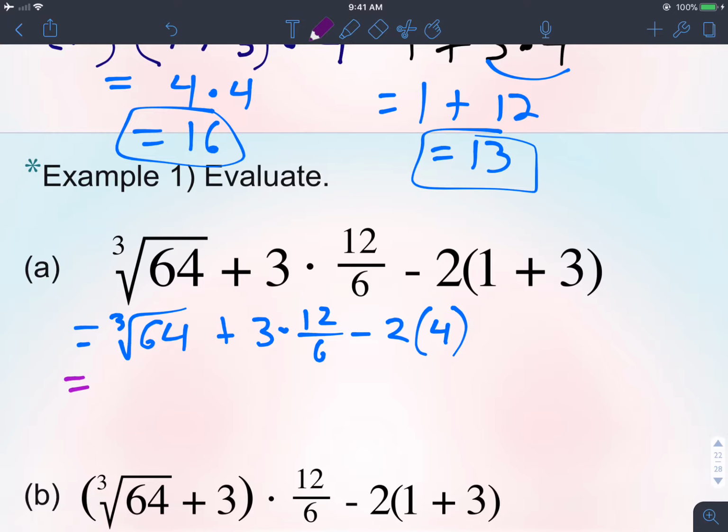Lower. Somebody said it. 4. 4 times 4 times 4 is 64. That means the cube root of this is going to be 4. So we did parentheses, then exponents. All right, good. Next. What would you like to do? Which ones?